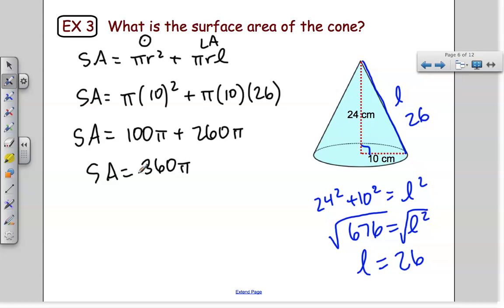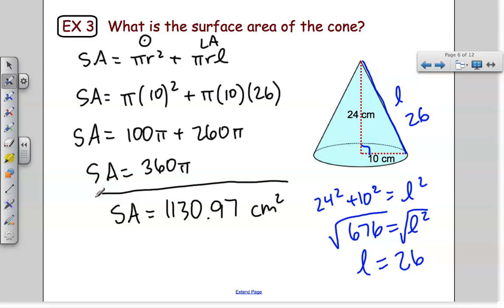Now I can go to my calculator. You could just go to the calculator right away if you want a decimal. It's 1,130.97. The units are centimeters squared, because we're talking about the area of all the surfaces here. For the surface area of a cone, make sure that when you do pi r squared, using the area of the base, but especially when you do pi r L, you need the slant height. If you don't have it, you're going to have to use the Pythagorean theorem to find it.